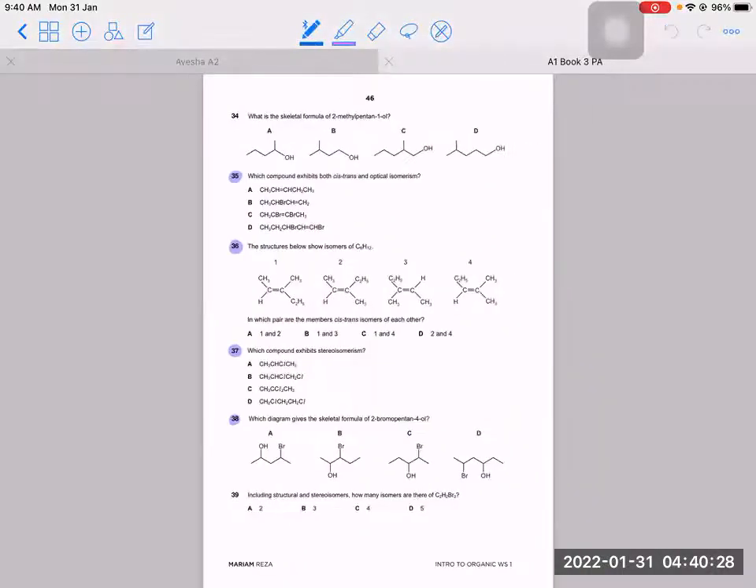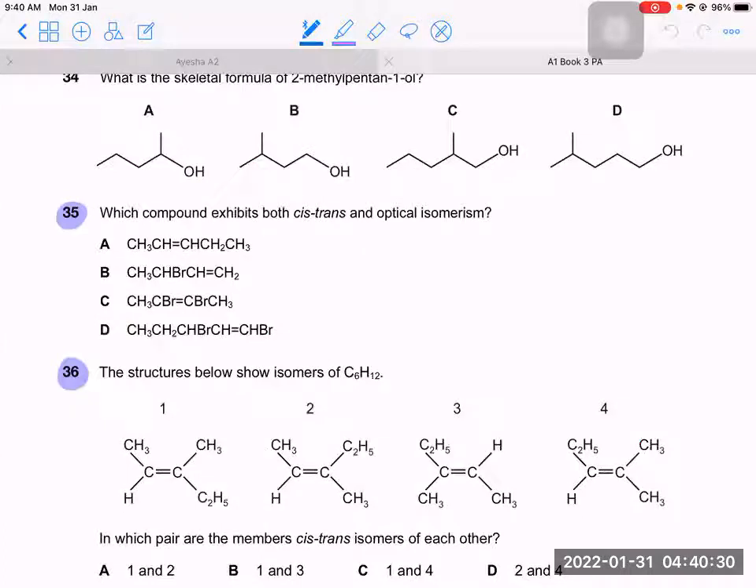Clear? Which compound exhibits both cis-trans and optical isomerism? So let's see. First, I will see the ones which can show cis-trans. The ones which don't, we can eliminate. Yes, we can clearly eliminate B because it has a CH2. So this doesn't show cis-trans, because the carbon with the double bond has two H's. Can't be B.